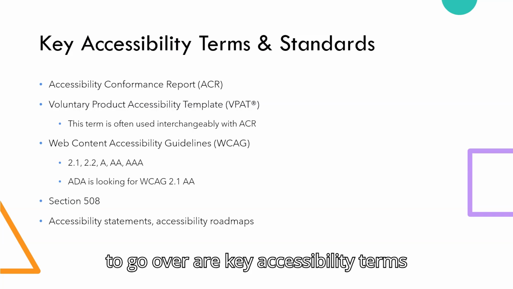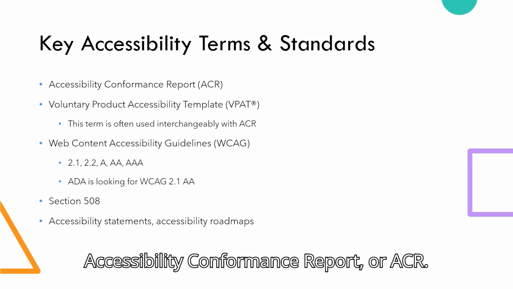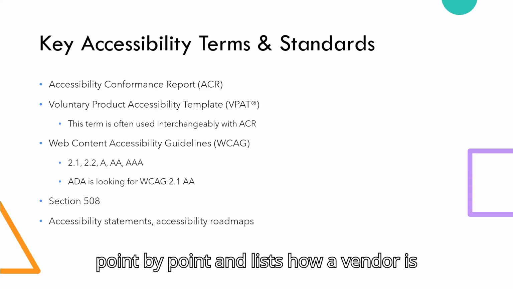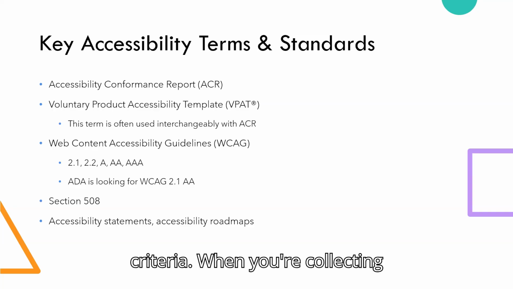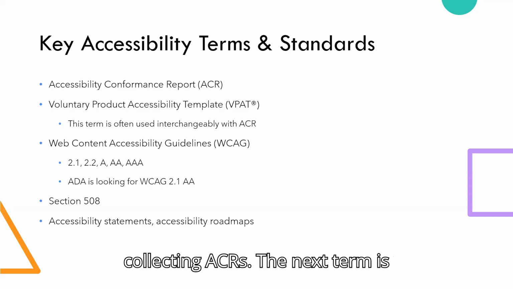The first thing I'd like to go over are key accessibility terms and standards. A very important term is Accessibility Conformance Report, or ACR. This is a structured document that goes point by point and lists how a vendor is complying with specified accessibility criteria. When you're collecting documentation, you'll primarily be collecting ACRs.